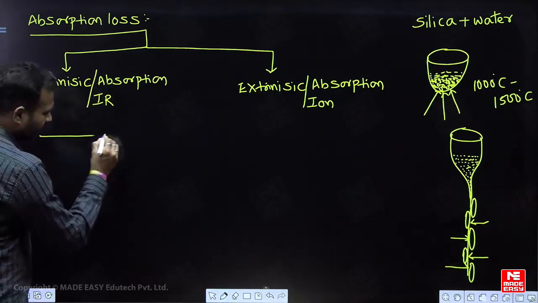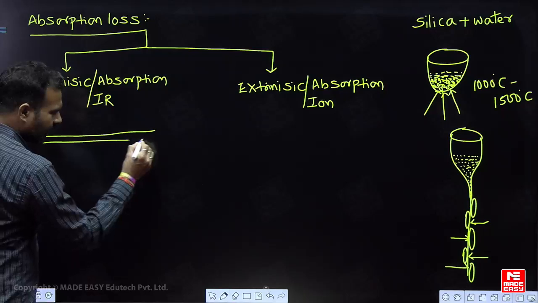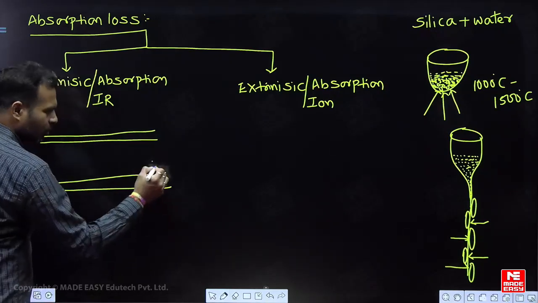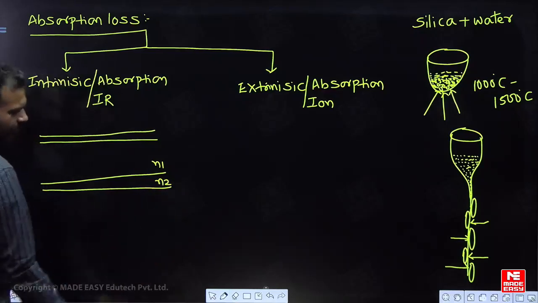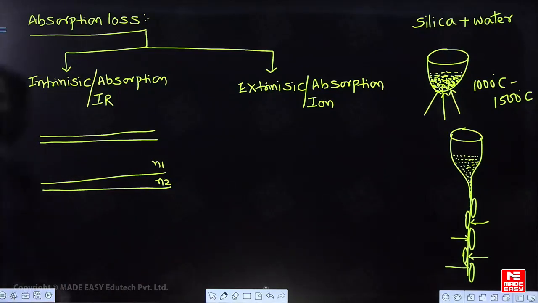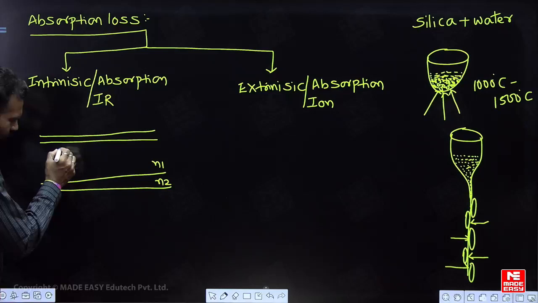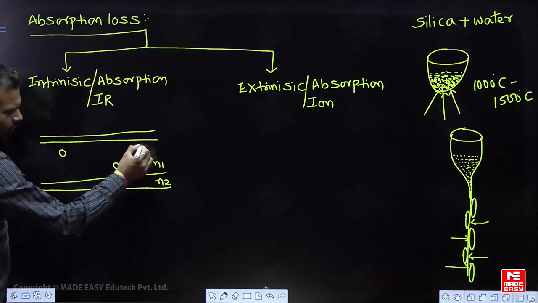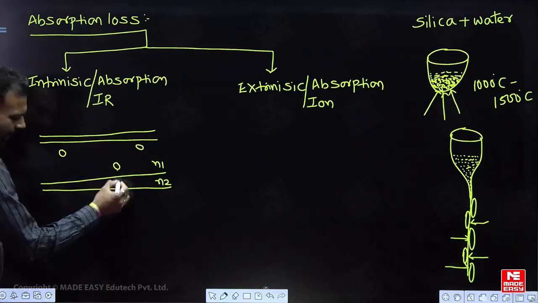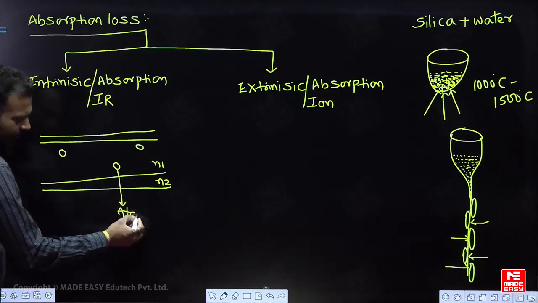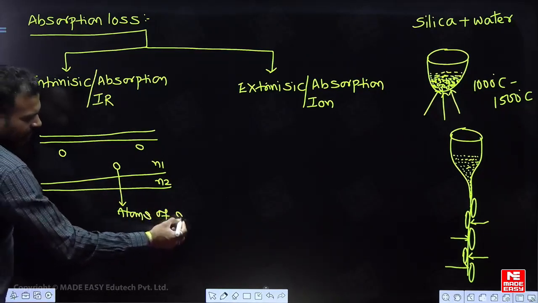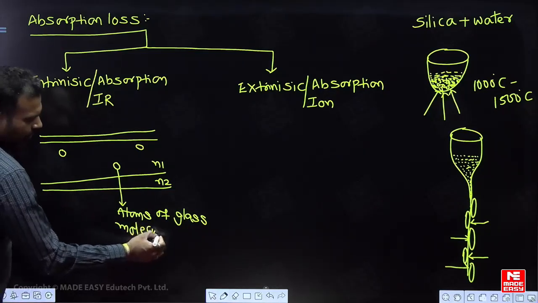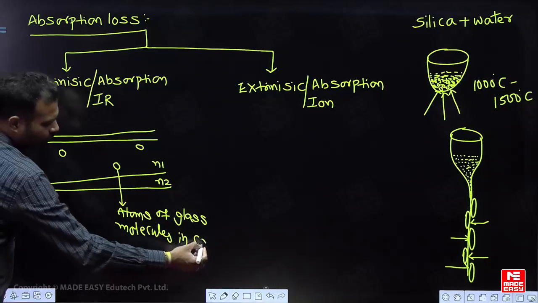So this is the fiber we have. Look, this is our fiber, core and cladding. Refractive index of core is equal to N1, refractive index of cladding is equal to N2. These are the glass molecules, the atoms of the glass molecules of the core. These are called atoms of glass, the glass molecules in the core.